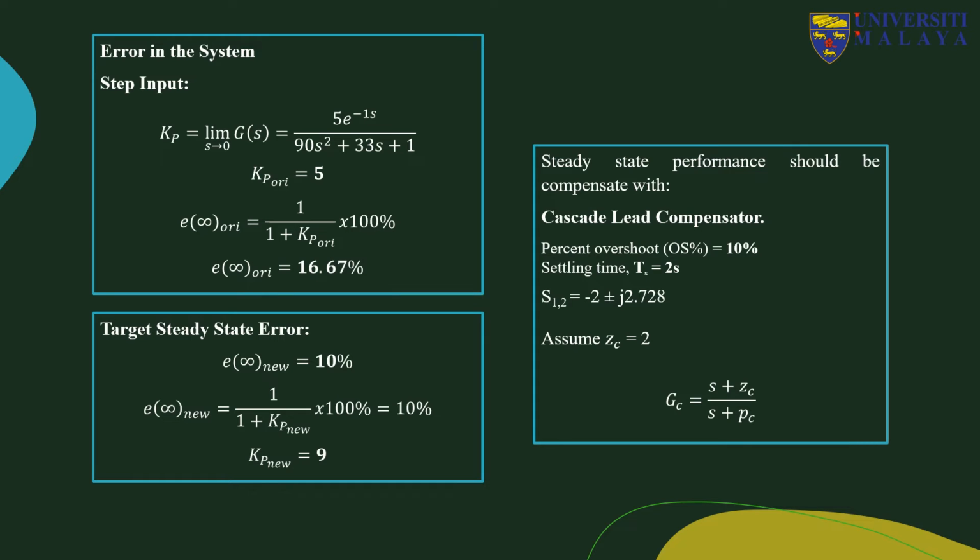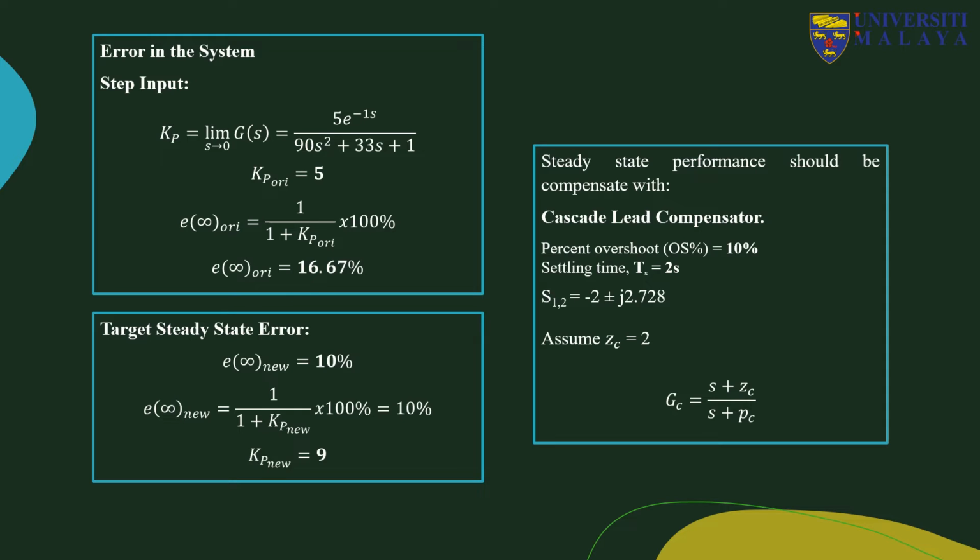Then the method that we want to use to compensate this system is the cascade lead compensator. Our target percent overshoot is 10% and the settling time is 2 seconds. From these two values, we got the coordinate of the poles, negative 2 plus minus j2.728.